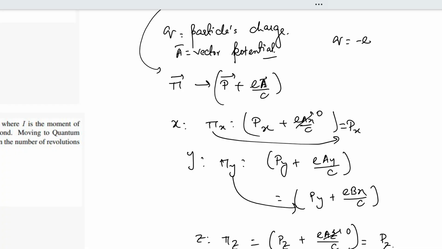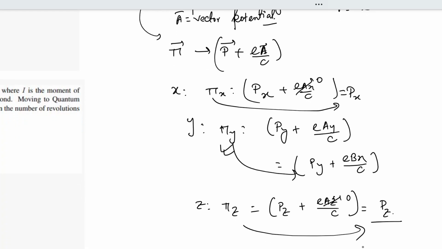Then your Hamiltonian is basically your p squared by twice m if you ignore the potential energy part for all x, y and z. But because of the vector potential, or in the presence of the field, the momentum has changed to the kinetic measurable momentum and not the canonical momentum p.